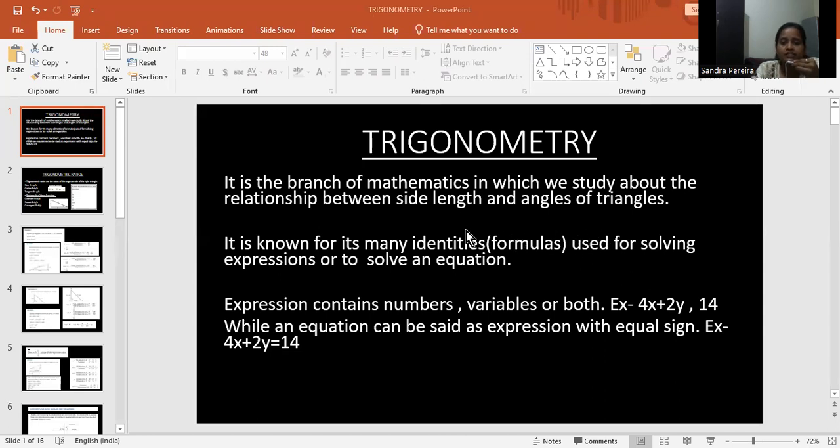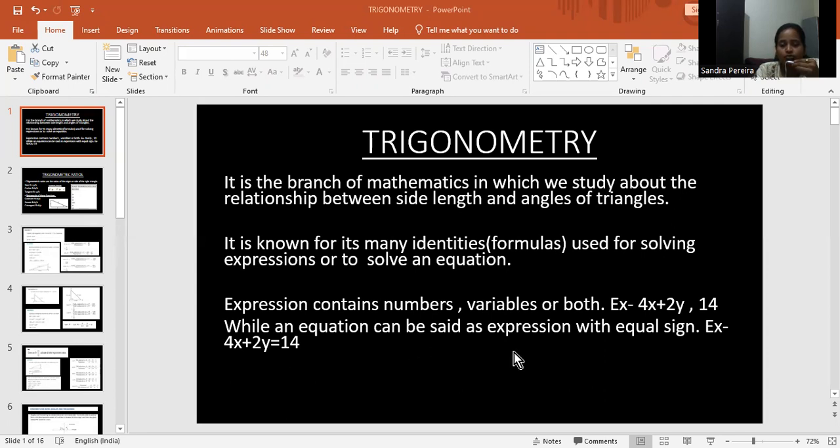And using these relations, we will solve some expressions and equations, and it will contain some formulas. Here are the basic examples I am giving you of an expression and an equation.